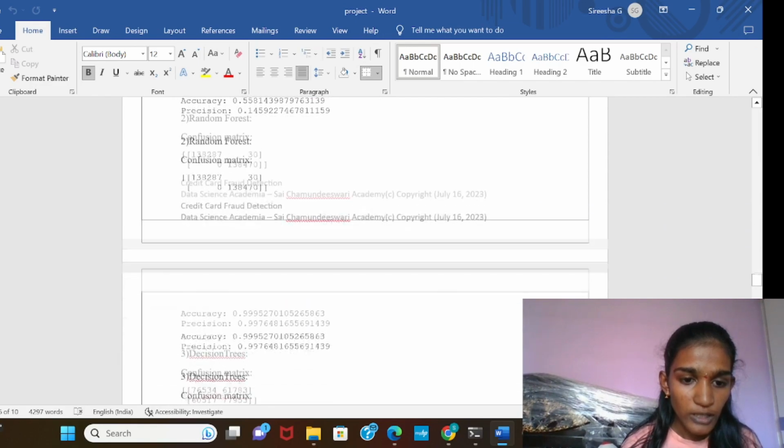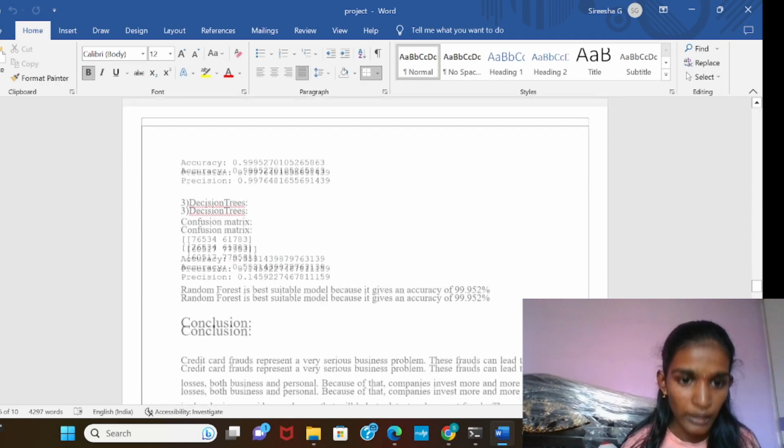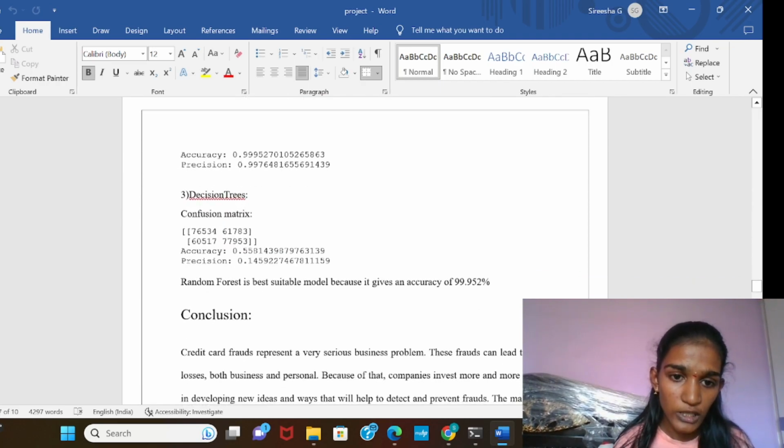Coming to random forest, we have got an accuracy of 0.99 and precision of 0.99. In decision tree, we have got an accuracy of 0.55 and precision of 0.14. So random forest is the most suitable model because it gave an accuracy of 99.9%.